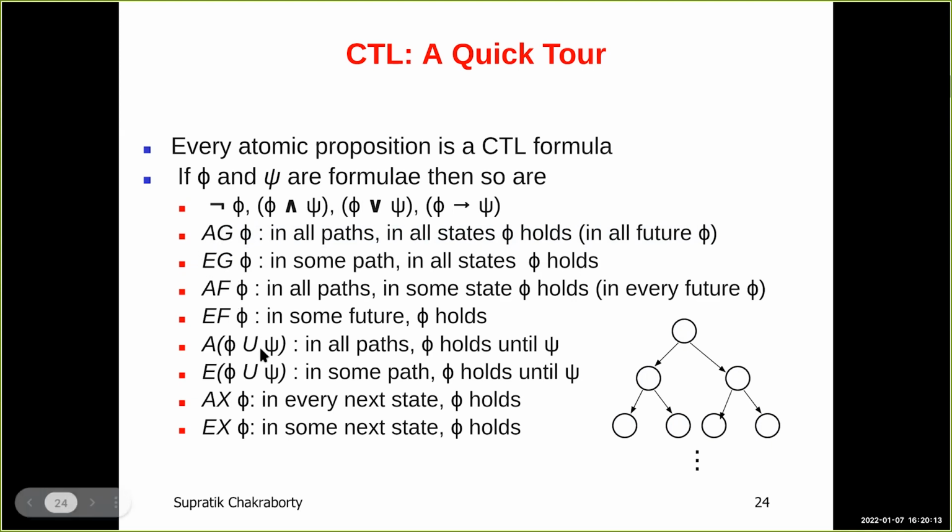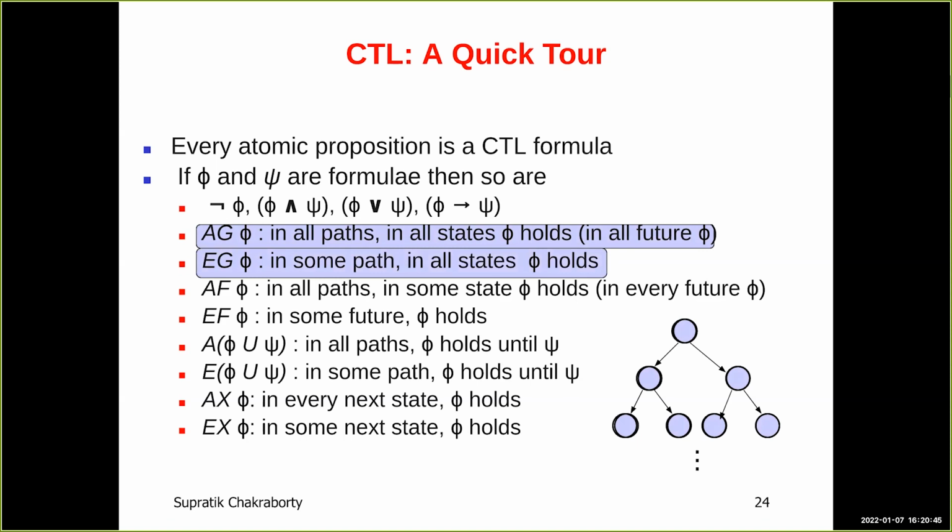This G and F and U and X, we can evaluate on one infinite path because that's how LTL was defined. But here we are saying that AG phi means along all paths, phi always holds. In all paths and in all states, phi holds. So in all the states along all the paths, phi holds. EG would mean that there exists a path such that along that path phi always holds.